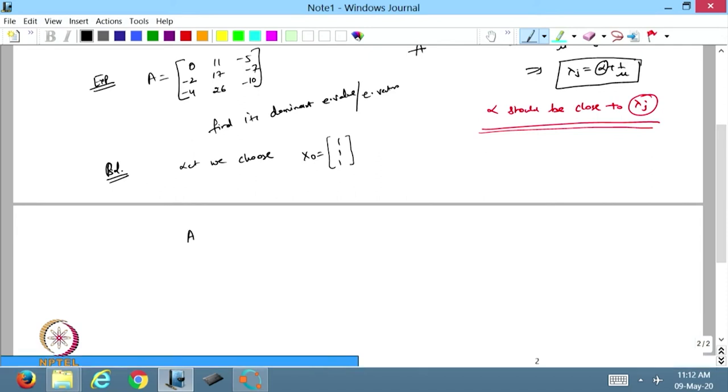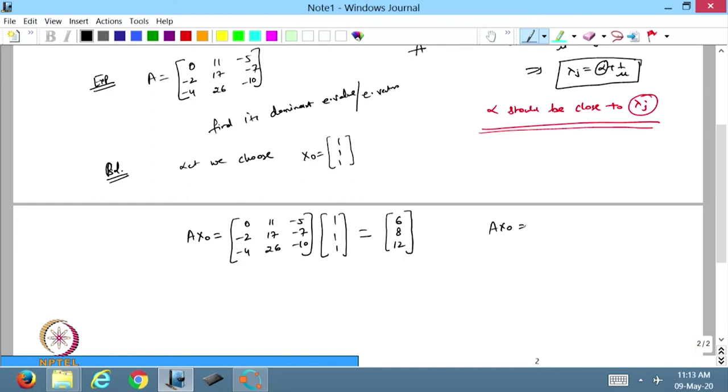Then I want to find A times x naught. So if you see from here, this is the matrix 0, 11, minus 5, minus 2, 17, minus 7, minus 4, 26, minus 10, multiplied with the vector 1, 1, 1. From here, 0 plus 11 minus 5 is 6, minus 2 plus 17 minus 7 is 8, and minus 4 plus 26 minus 10 is 12. We know that A x naught was my y naught, so this is y naught.